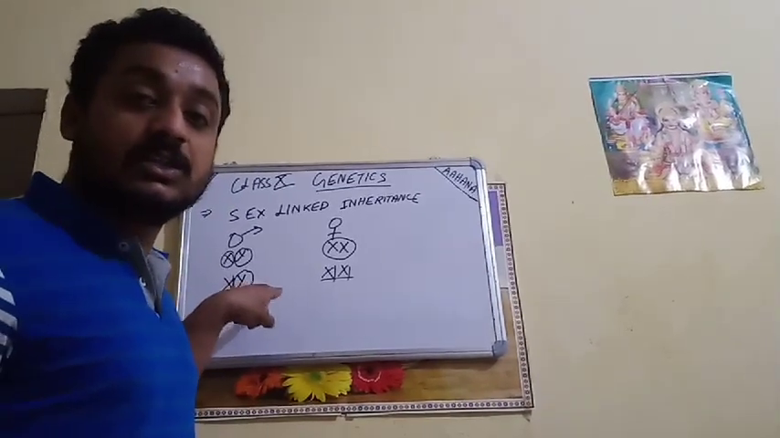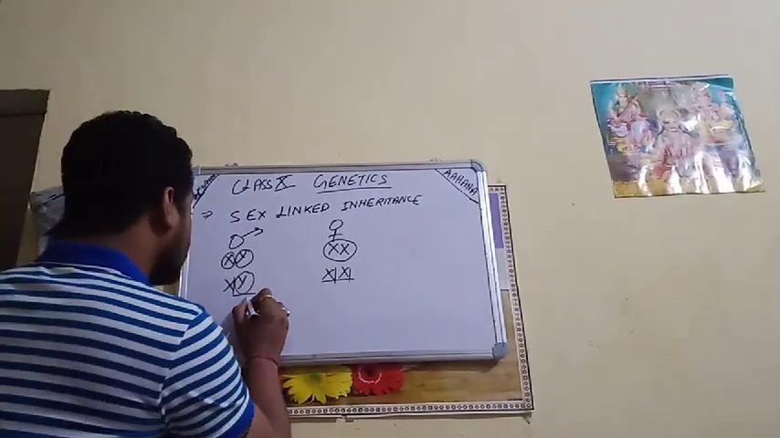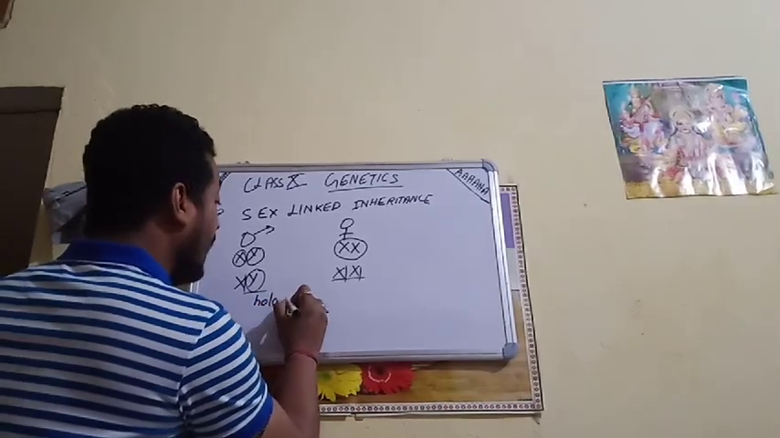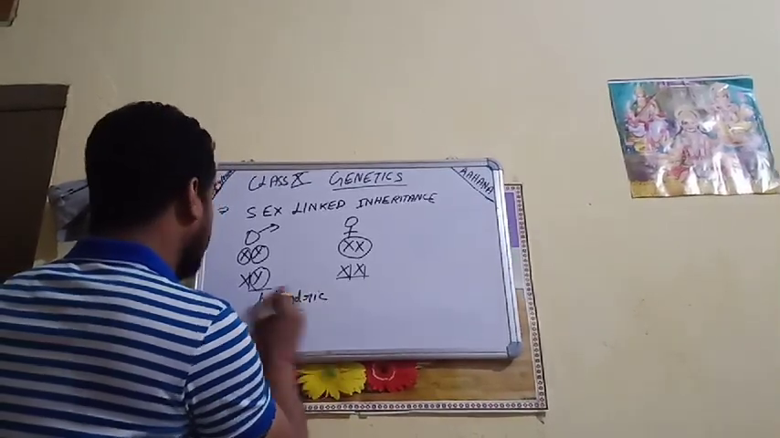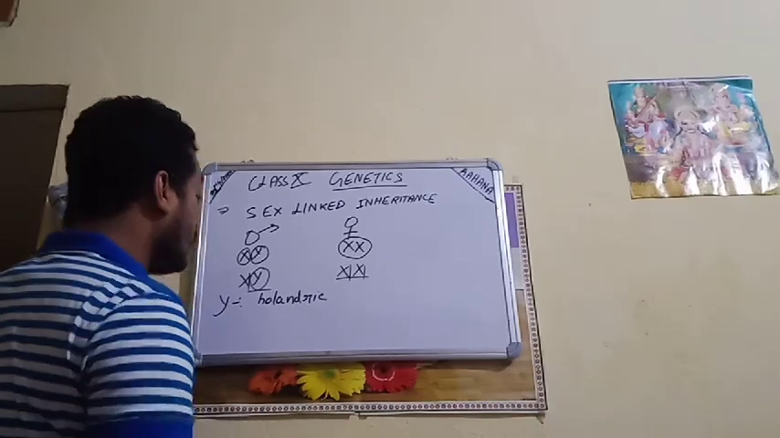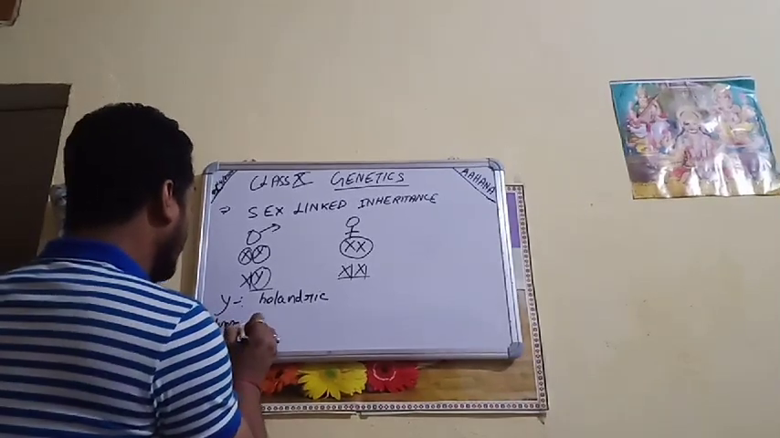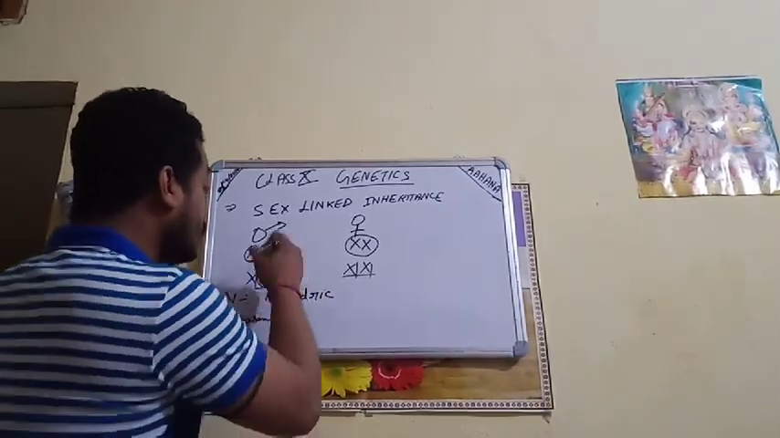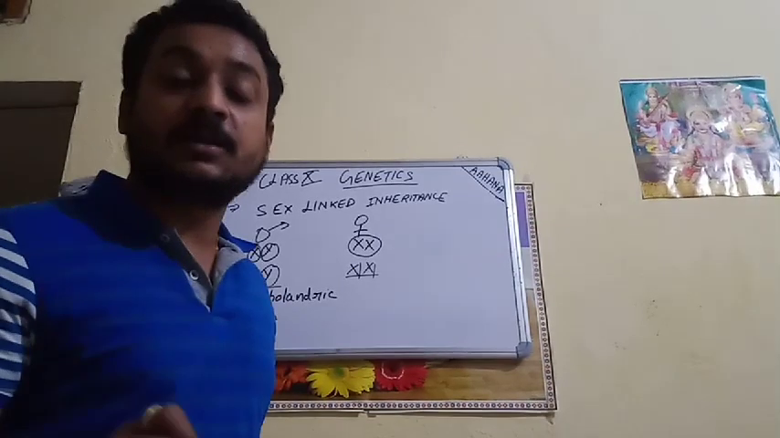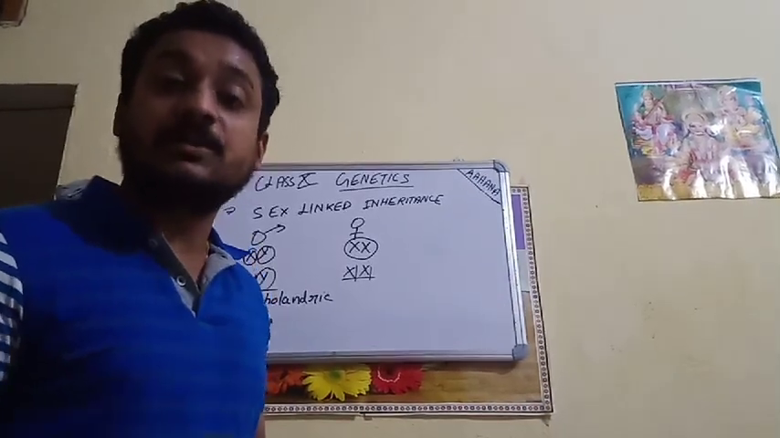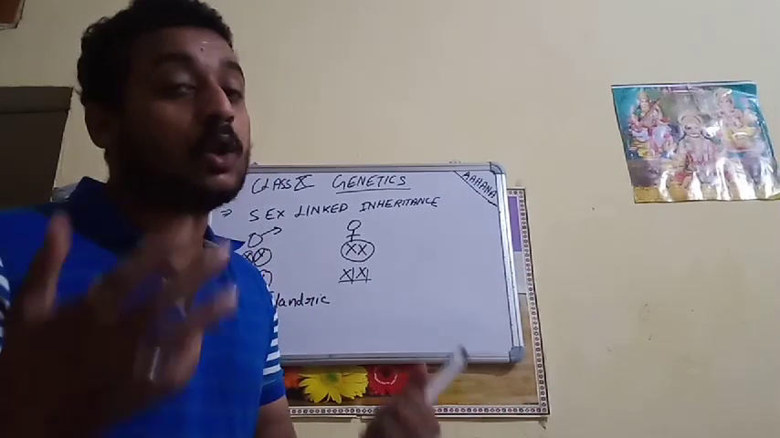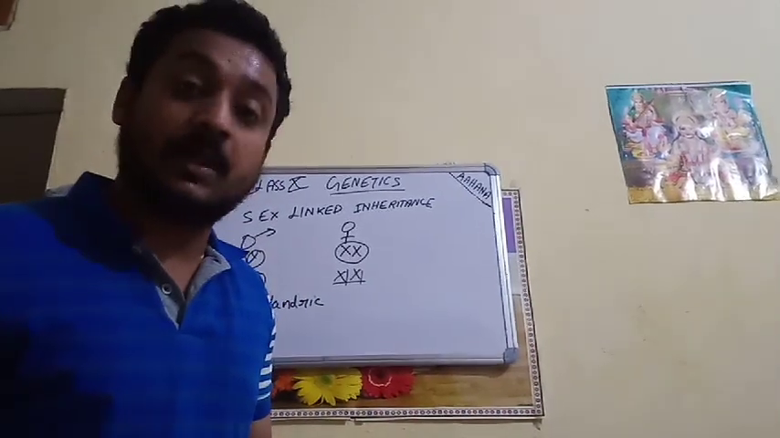The genes present in this chromosome are known as Holandric genes, H-O-L-A-N-D-R-I-C. Genes present in the Y chromosome are called Holandric genes. So any change in the Holandric genes, meaning genes present in the Y chromosome, will also relate to a change in human males.